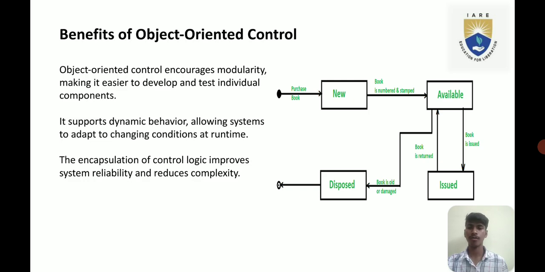Then, benefits of object oriented control. Object oriented control encourages modularity, making it easier to develop and test individual components. It supports dynamic behavior, allowing systems to adapt to changing conditions at runtime. The encapsulation of control logic improves system reliability and reduces complexity. Encapsulation means making the code into smaller pieces and developing a better structure of the code, which reduces complexity.